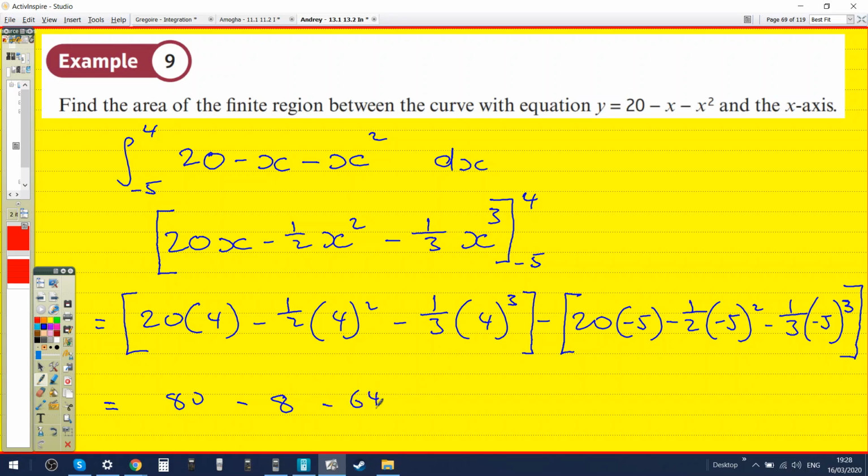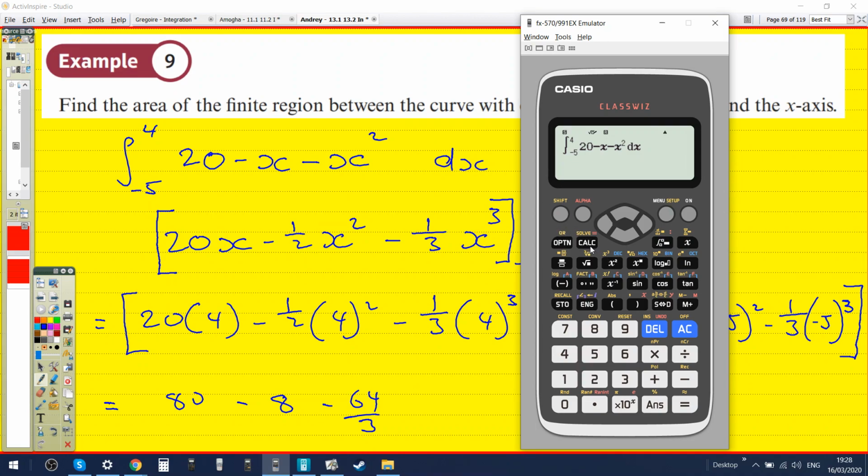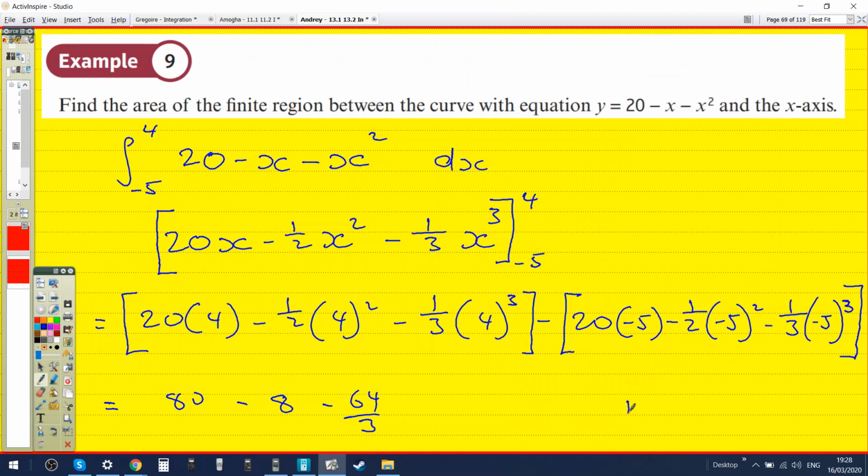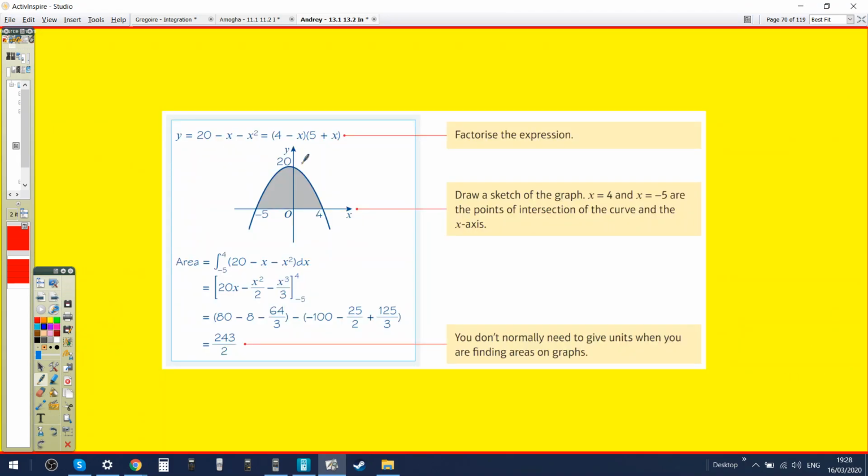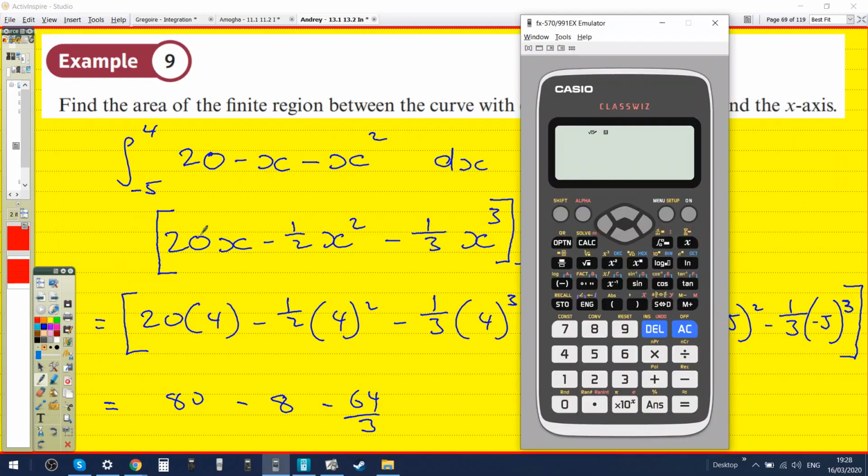I got 121.5. Shift solve. Come on, calculator. 121.5 units squared because it's area. That's what it looks like. Yeah. Wow, calculator's still thinking.